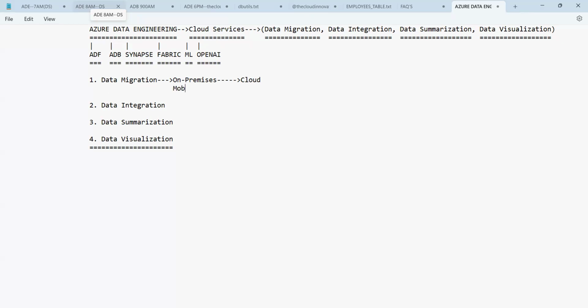Suppose you have a mobile phone. Your mobile phone has storage. From your mobile phone, you want to move the data to the Google Drive. So whenever you want to move the data, this process is called data migration.